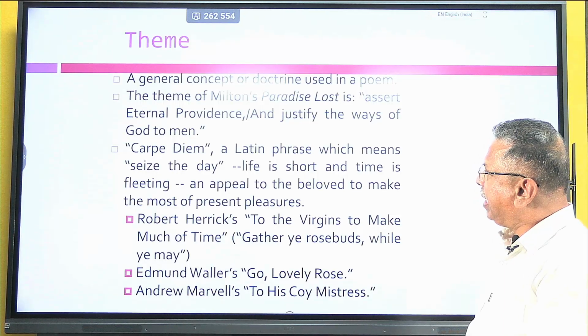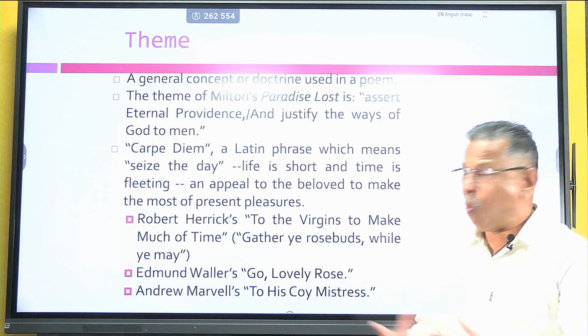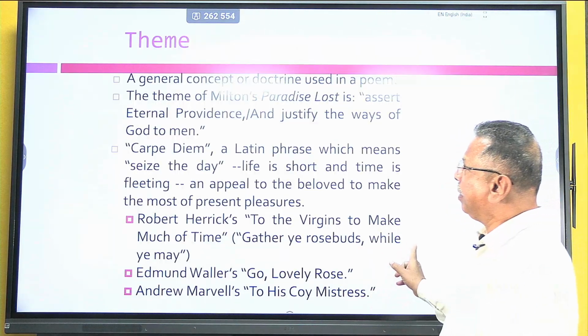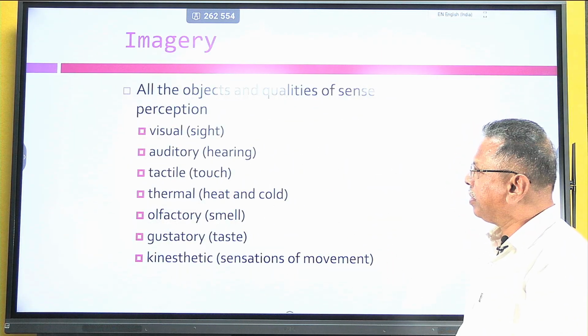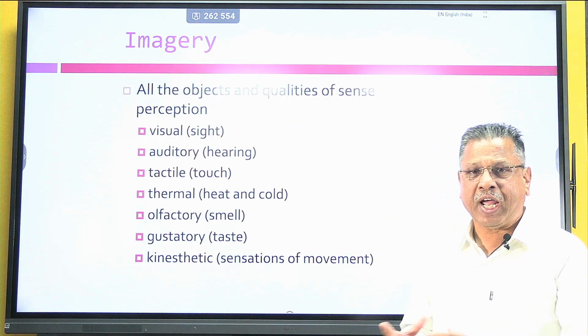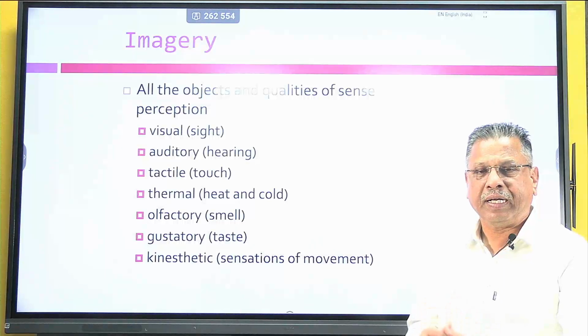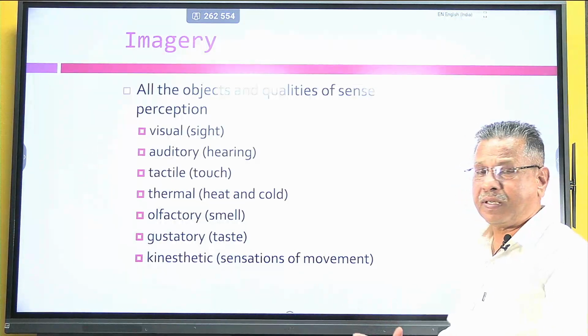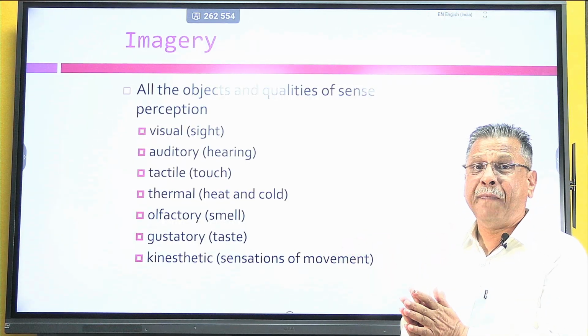Now, theme: there are so many themes, the themes of love, war, carpe diem. Okay, such themes are there. They come under content. Another important dimension of poetry, which we have to take into consideration while discussing some poem under practical criticism, is this wider concept, imagery.